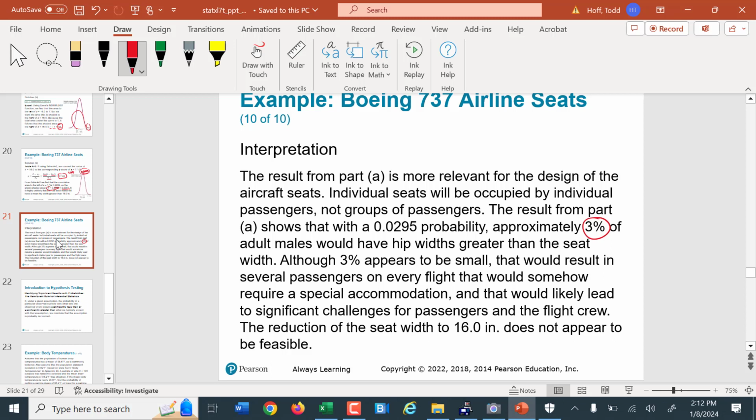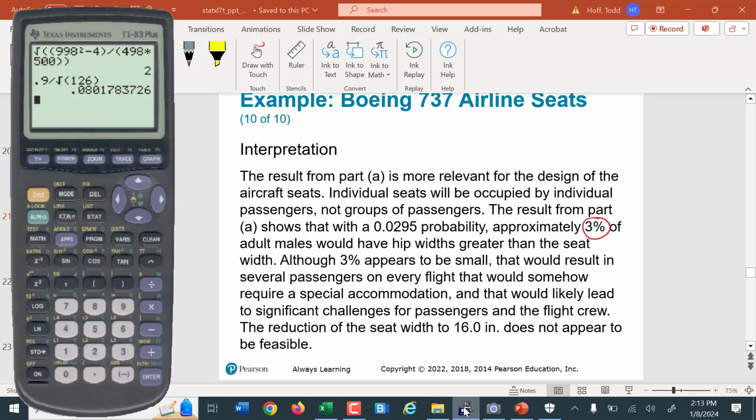Now that seems like a really small number. We talked about 5% being a significant percentage before, but remember that 5% is based on the situation. It can be varied with the situation. Here, out of 126 passengers, if I had 3% of them, that would mean almost 4 passengers per flight would be too large for their seat.